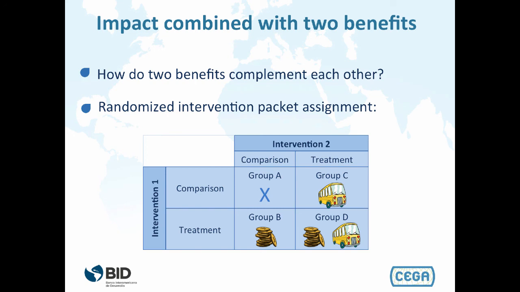So then this allows us to make a number of comparisons. By comparing Group A to Group C, we get the effect of transport by itself. By comparing Group A to Group B, we get the impact of just cash. By comparing Group A to Group D, we get the impact of both. By comparing Group C to Group D, we get the impact of cash on top of transport. And by comparing Group B to Group D, we get the additive value of transport to cash.